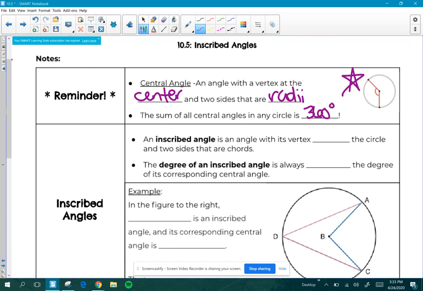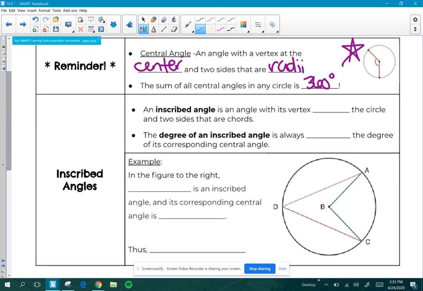So now that we have that in mind, we're going to introduce inscribed angles, which is a new concept. So an inscribed angle is an angle with its vertex on the circle and two sides that are chords. So the key difference between an inscribed angle and a central angle is that a central angle has a vertex at the center, whereas an inscribed angle has its vertex on the actual circle. So every point from that angle is actually touching the edge of the circle.